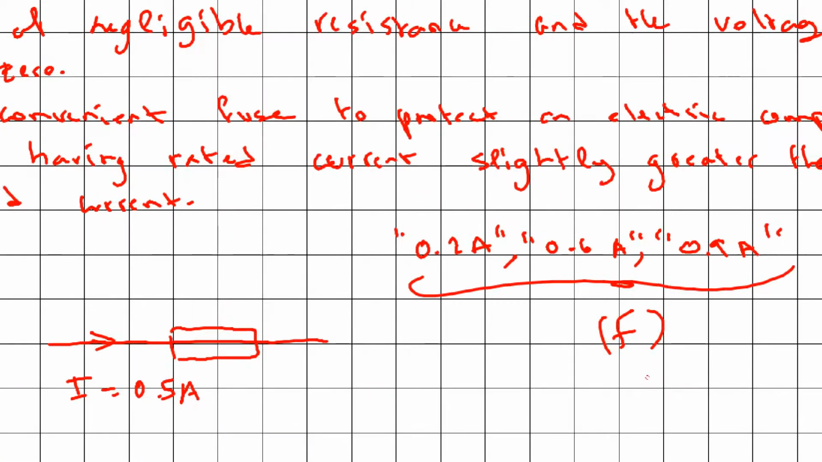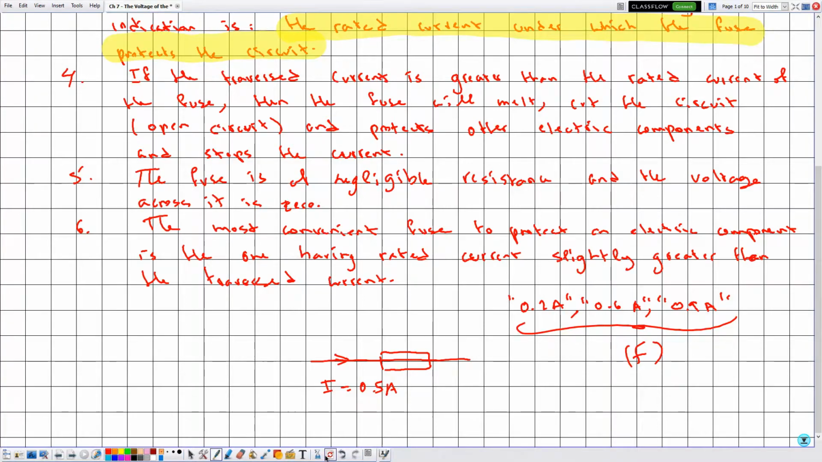Now we need to protect this electric circuit traversed by the current I with a certain fuse. We have the following options. The 0.2 amperes doesn't work because it is less than this. The fuse must have a current greater than this. So we have 0.6 or 0.9, but the slightly greater is 0.6, which is the closest to 0.5 amperes. Okay, then this is it for idea number 6.